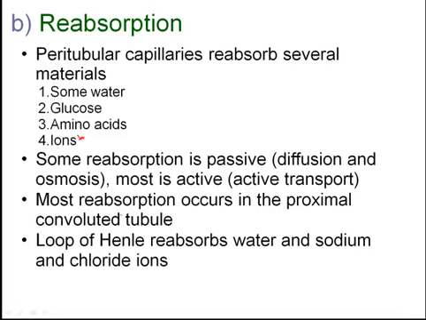Most of that happens in the proximal tubule, so that is in the first part of the nephron. The final part, where the proximal tubule meets up with the distal tubule, is the loop of Henle. That's going to do the major portion of the reabsorbing of water into the blood, and then the sodium and chloride ions that you're going to need for proper functioning of various systems. Those will get mostly reabsorbed in the loop of Henle.